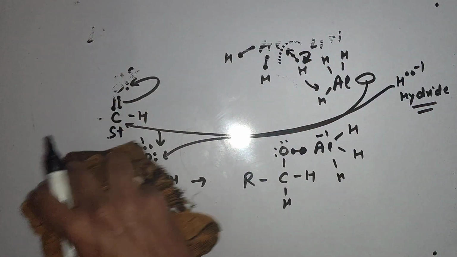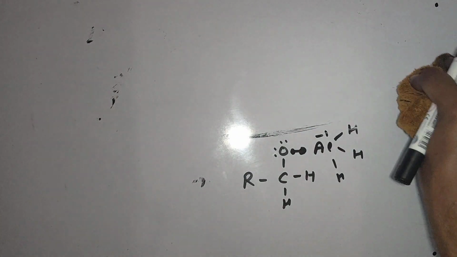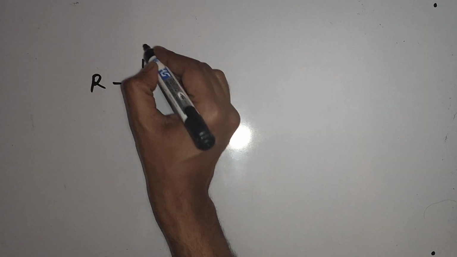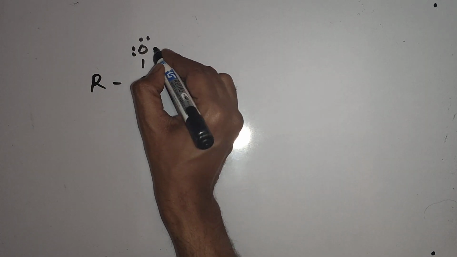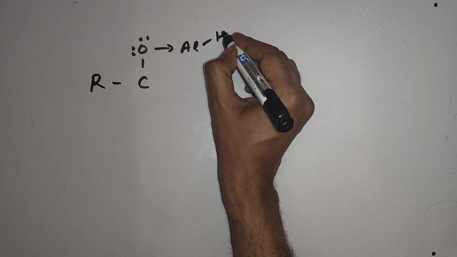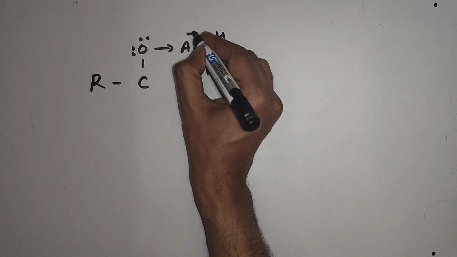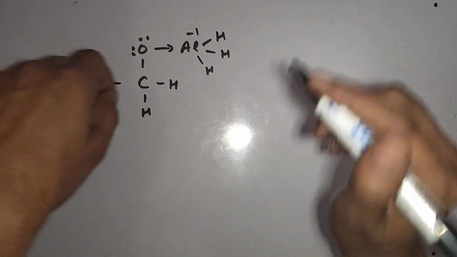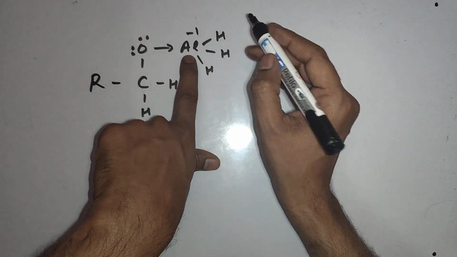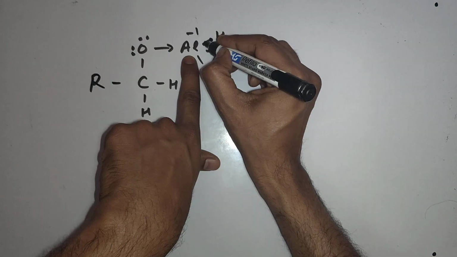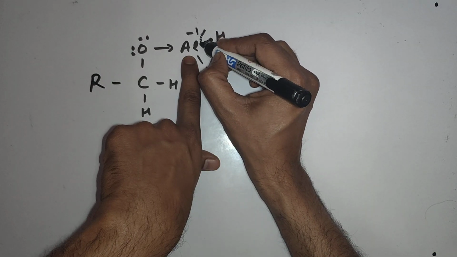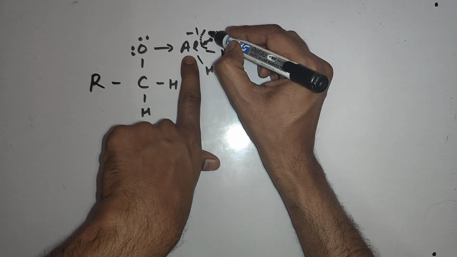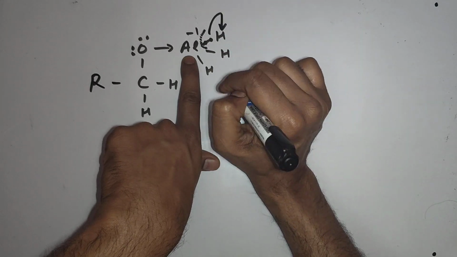Now what will this molecule do? Check. I will write it again. Now this molecule is ready. Again your aluminium is unstable. How can it get stability? Same technique. It will break the bond from another hydrogen, and both electrons will go toward hydrogen because hydrogen is more electronegative than aluminium.